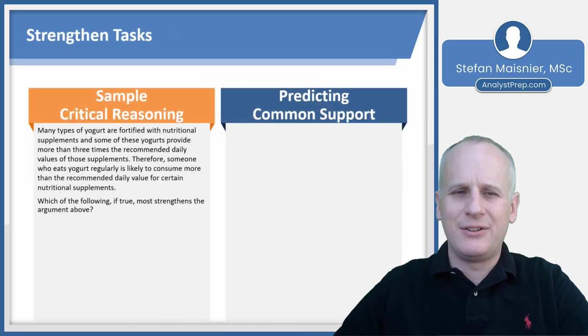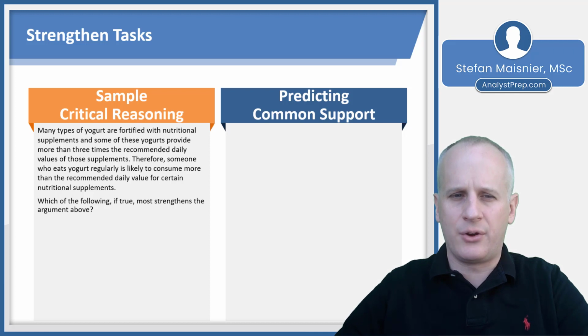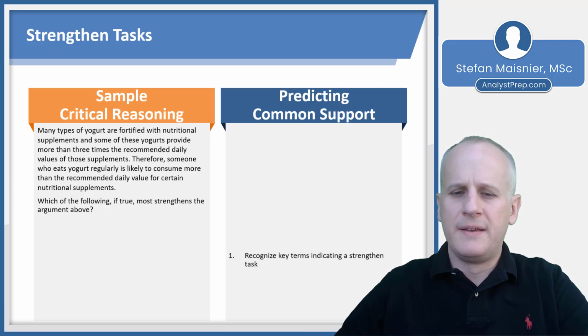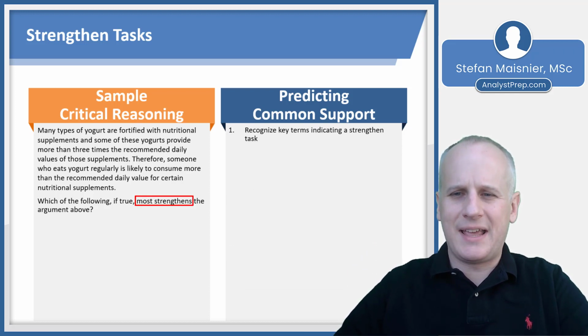So let's take a look at a sample critical reasoning. So the first thing we always do is read the task in the question. Which of the following, if true, most strengthens the argument above? So we recognize the key term indicating a strengthen task. We've got "most strengthens," so obviously we need to strengthen this argument.